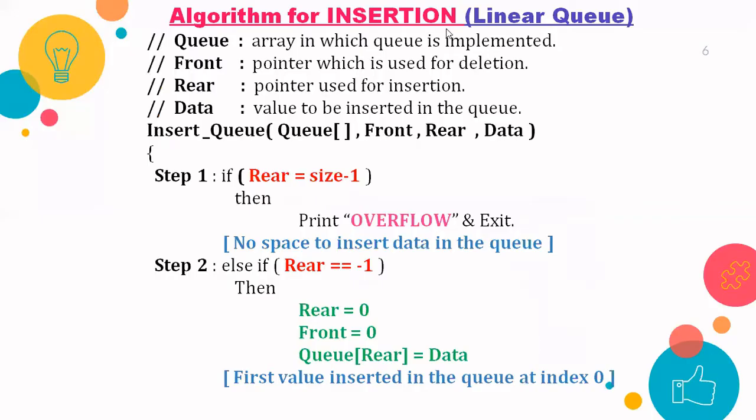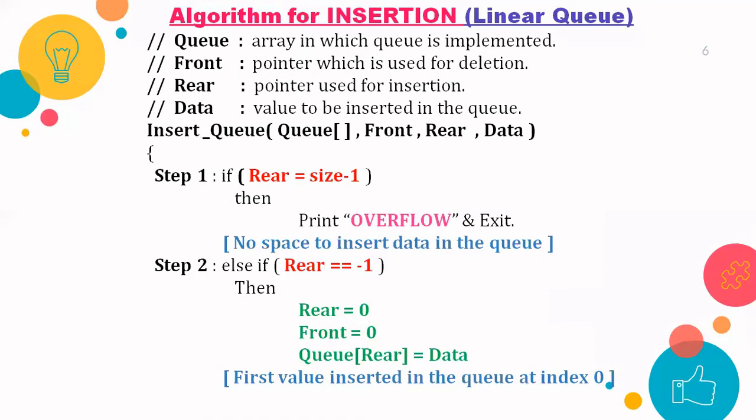So, the algorithm for insertion in linear queue. Queue is a variable pointing to the array, front is for deletion, rear pointer is for insertion, and data is the element that you want to enter into the linear queue. The name of the algorithm is insert_queue. Queue is the array, front pointer for deletion, rear pointer for insertion, and the data that you want to enter. In step 1, we initially have to check whether the queue is empty or full.